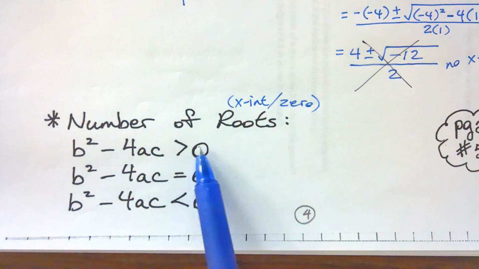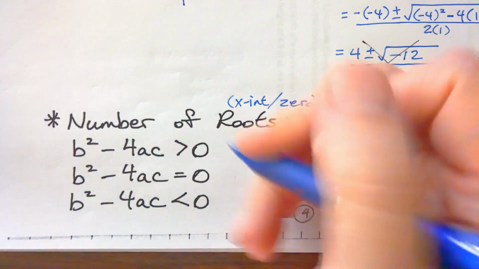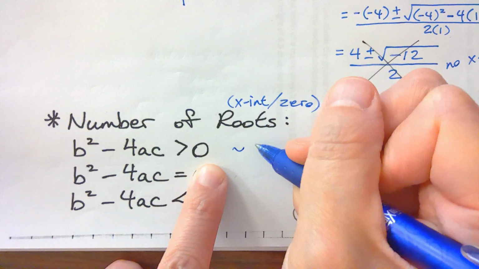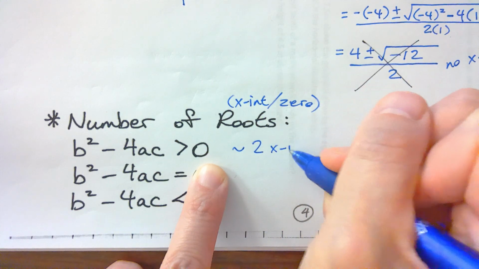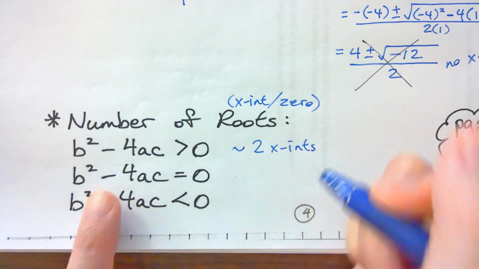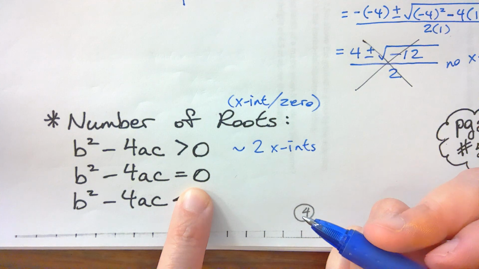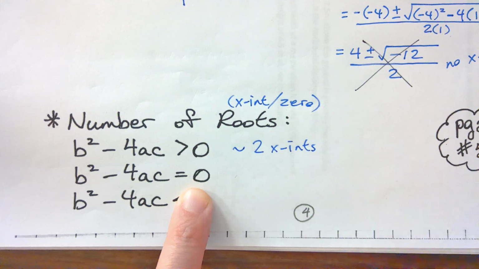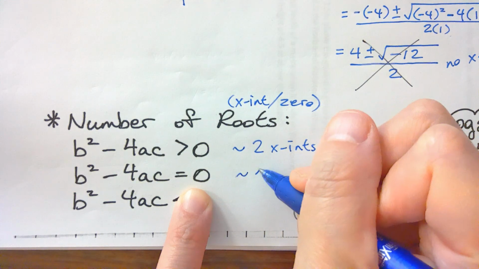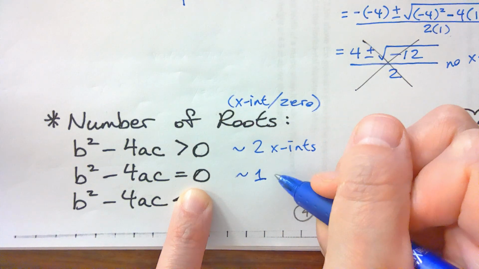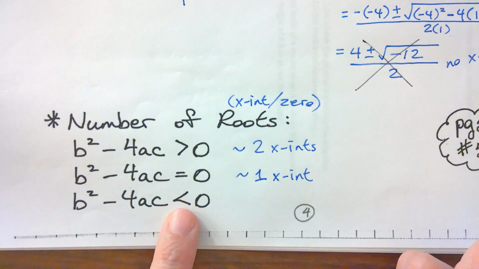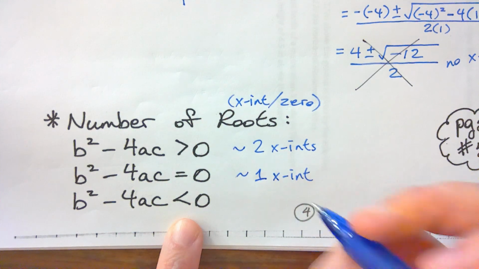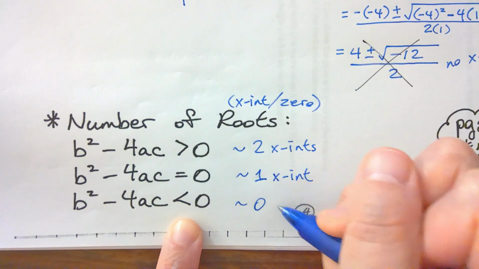So if it's greater than 0, how many x-intercepts do we have? Yep, 2. We have 2 x-intercepts. Okay. What if it equals 0? So plus or minus 0, it will give you 1. That's right. So that means your vertex is on the x-axis. And when it's less than 0, yep, 0. Good job.